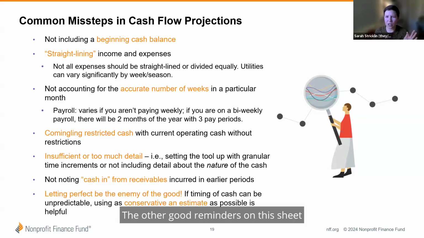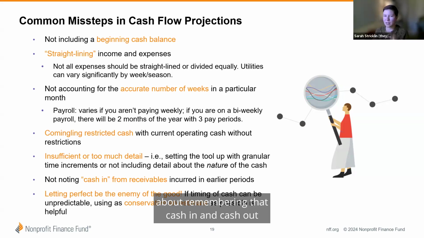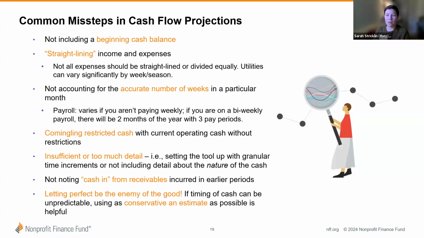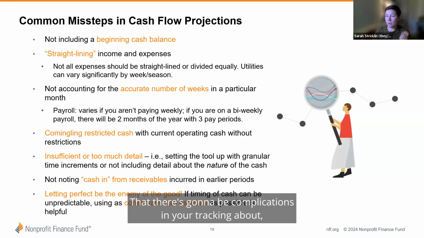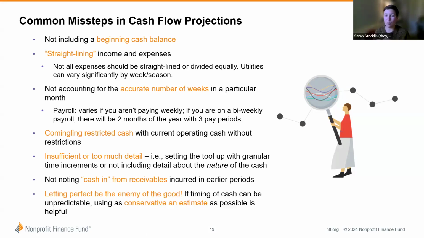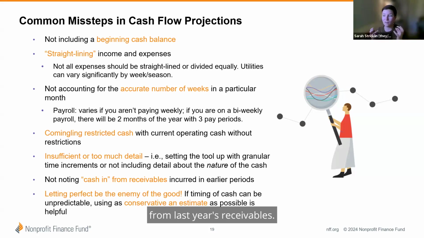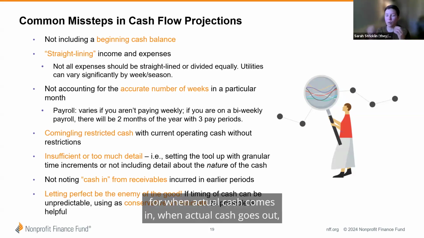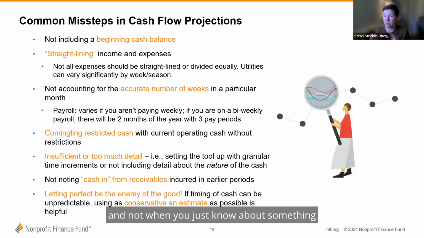The other good reminders on this sheet are about remembering that cash in and cash out are not necessarily revenue and expenses, that there are going to be complications in your tracking, and you'll likely be receiving cash from last year's receivables. And I think Keith might have said something along these lines in the chat a little while back. So just make sure you're accurately accounting for when actual cash comes in and when actual cash goes out, and not when you just know about something or when the bill comes due.